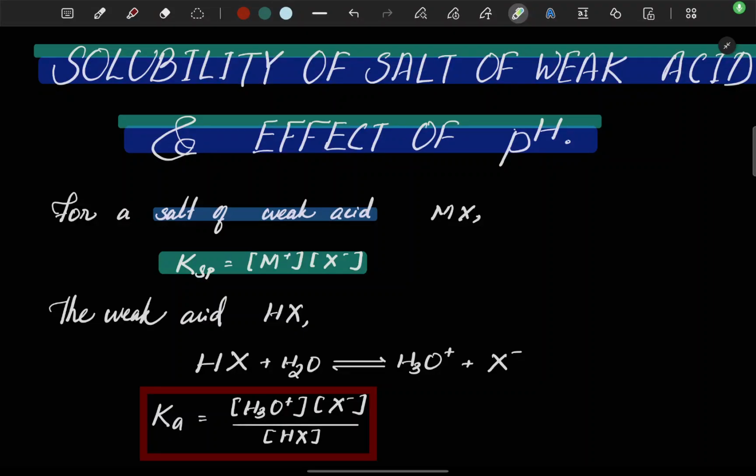What is the solubility, and we are all aware of the solubility product. So today we will discuss the solubility of the salt of a weak acid and how pH will affect this solubility. So for any salt of a weak acid, the Ksp is equal to M+ into X−, for any salt of MX. As it is a weak acid, the X− must be in equilibrium with the HX.